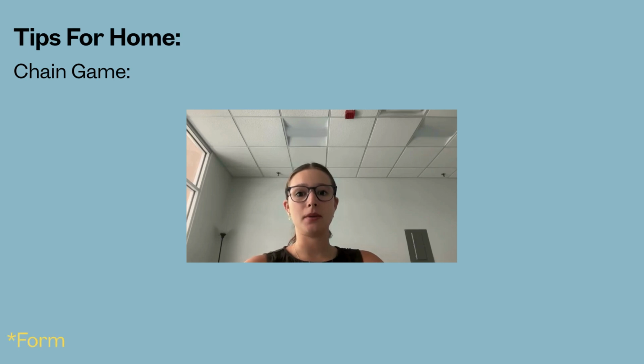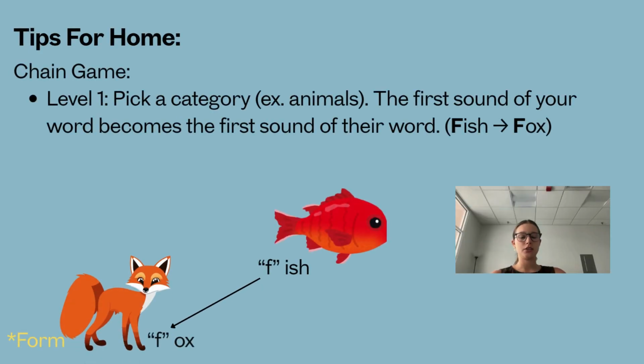Lastly, the chain game is a great way to practice sounds at home. There are two levels to the chain game. The first begins with you picking a category. It can be anything from countries to colors, but for this example, I chose animals. For level 1, the rules are simple. The first sound of your word becomes the first sound of their word. For example, if I say fish as my animal, a good response would be fox, as it also starts with the f sound.